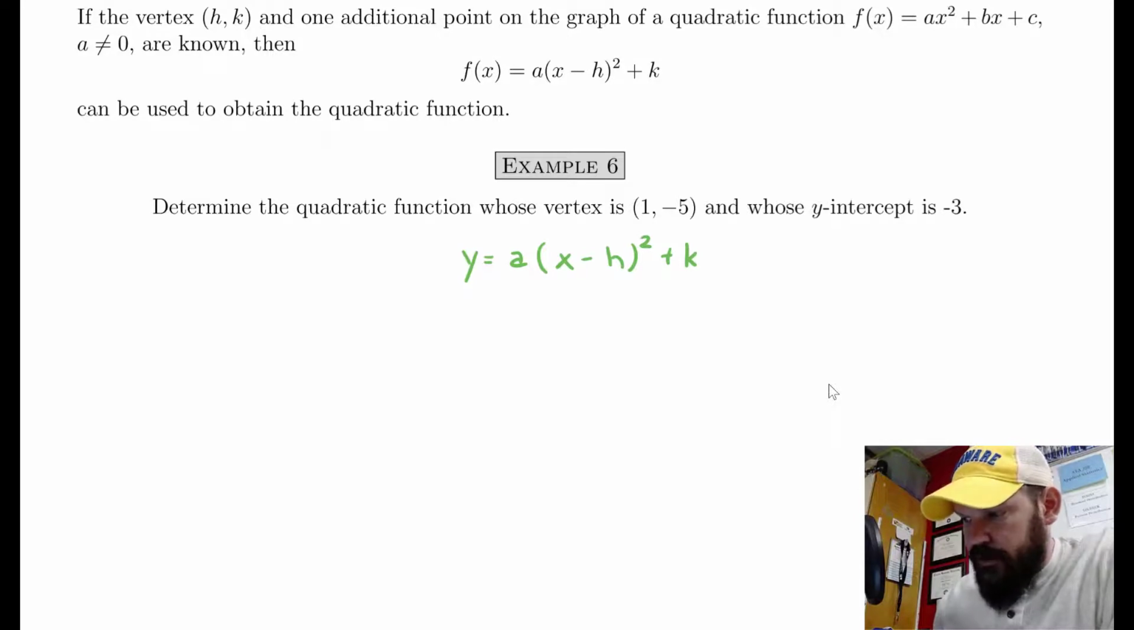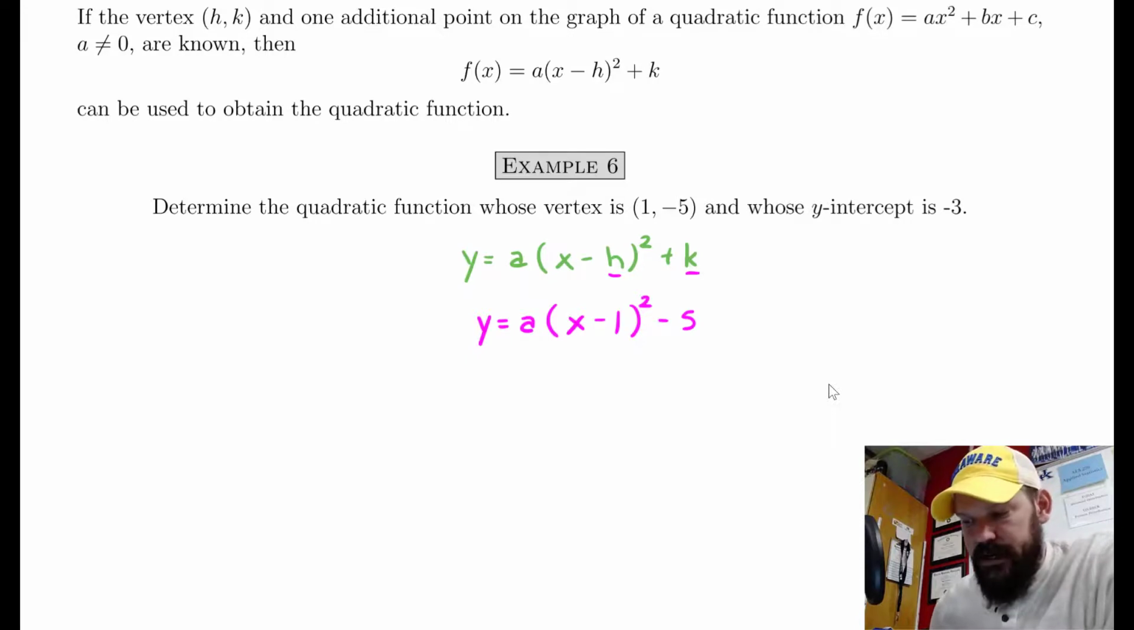We know from this problem that we're given our value for h and our value for k. So let's substitute in what we do know. It's going to be x minus 1 quantity squared plus -5. We'll just put it as minus 5. What we're missing is this value for a.